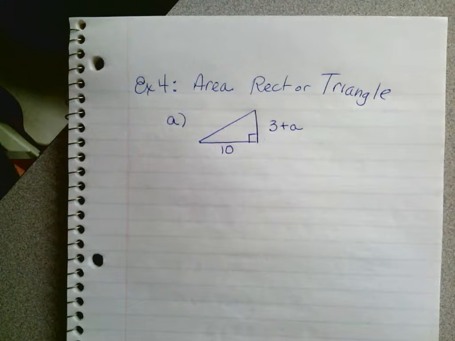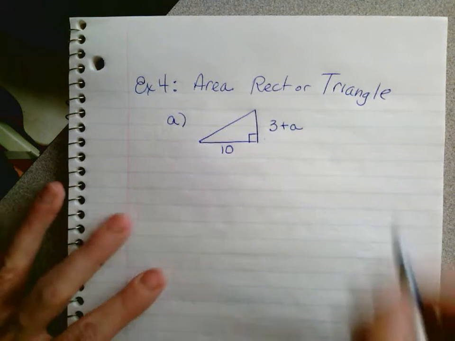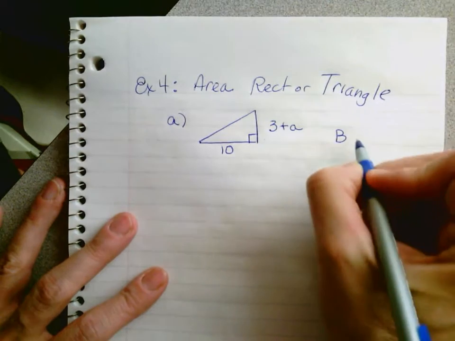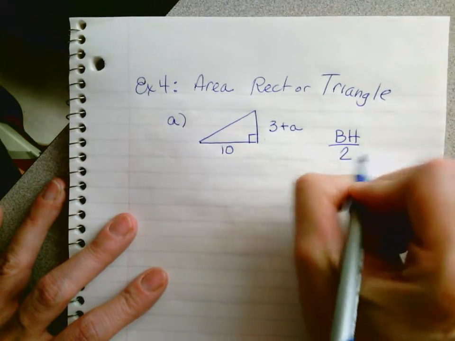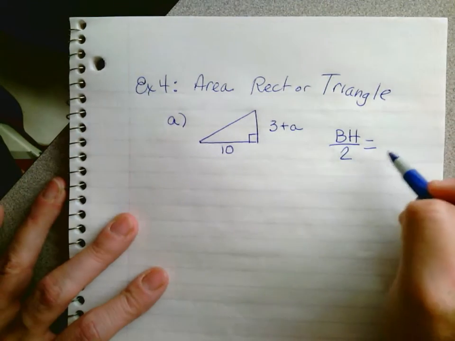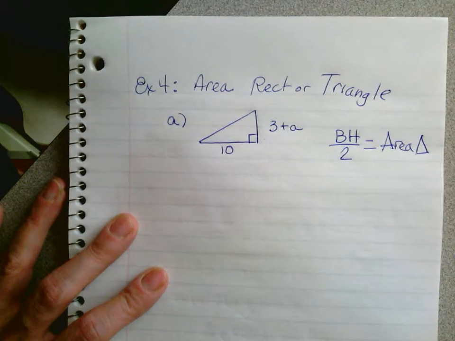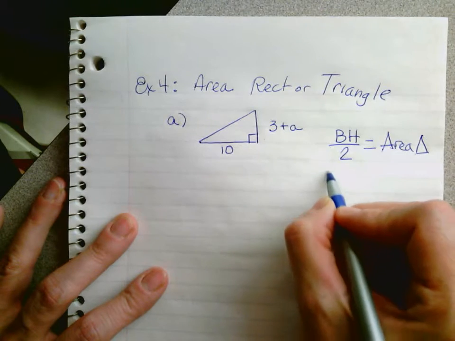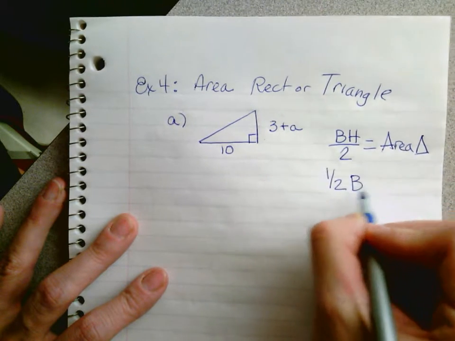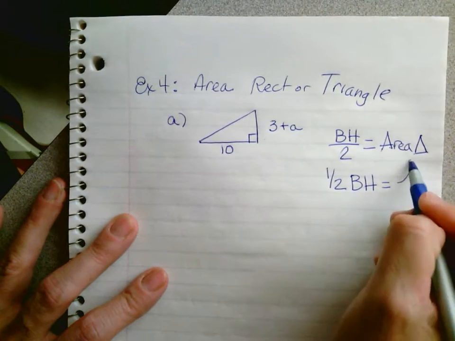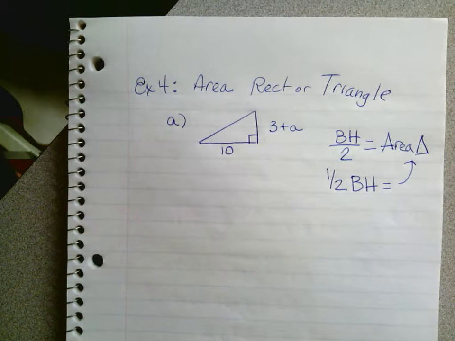Can someone tell me the formula? I know Eli can. For area of a triangle. Grace. Good. Base times height divided by 2 is area of a triangle. Some people prefer to say it as 1/2 of whatever the product of the base and height is. Either of those things will give you that answer.